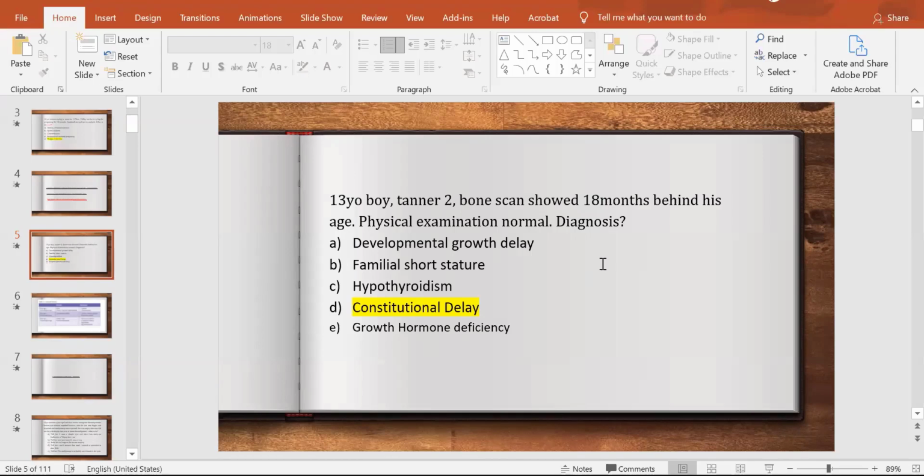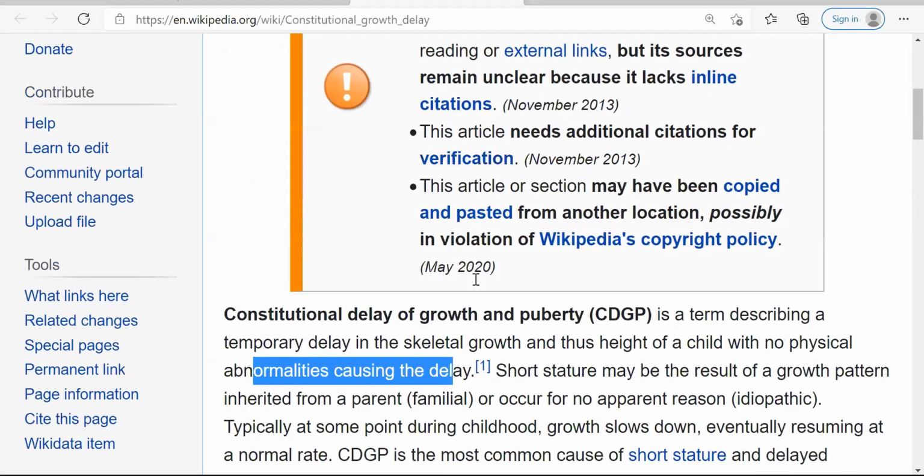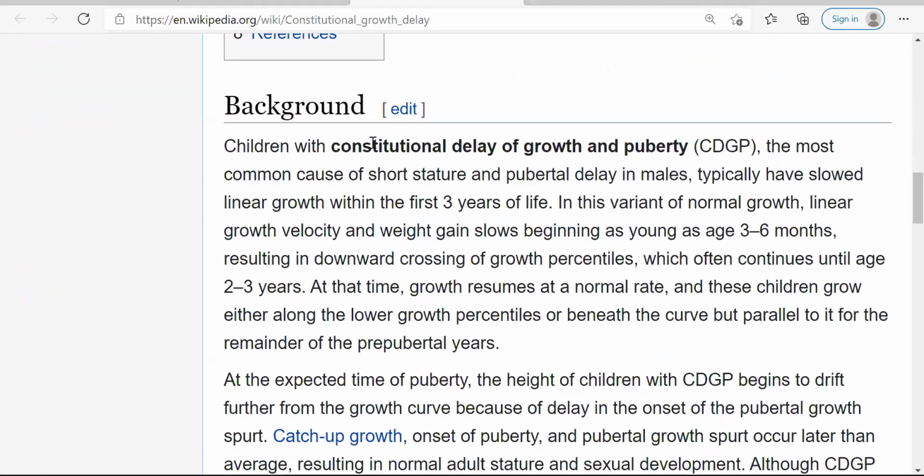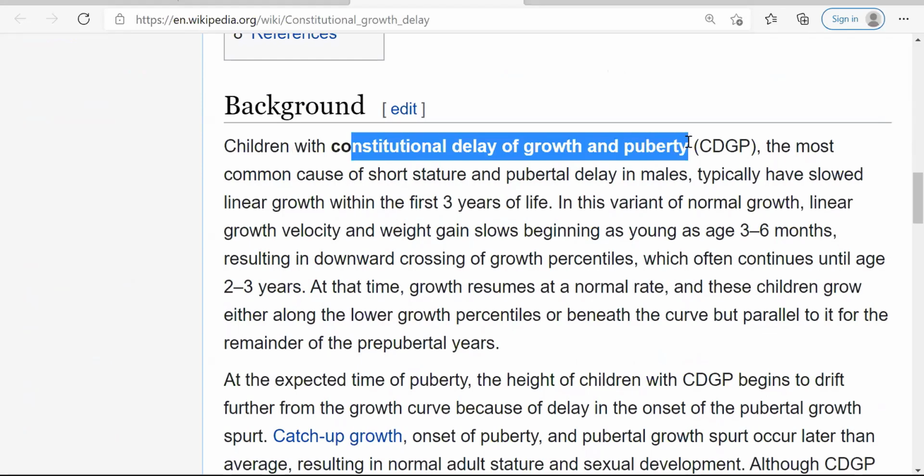Now, Tanner 2 in a 13-year-old, it's delayed puberty. Okay, the term is, have a look at the term first. Constitutional delay of growth and puberty. This is the exact name. So this person is having constitutional delay of growth and puberty. Okay, this is the exact term that should be used in here.